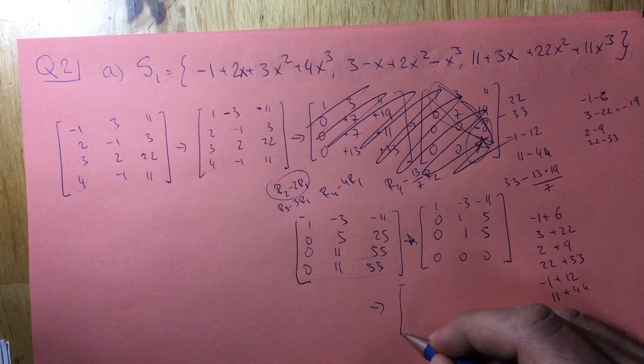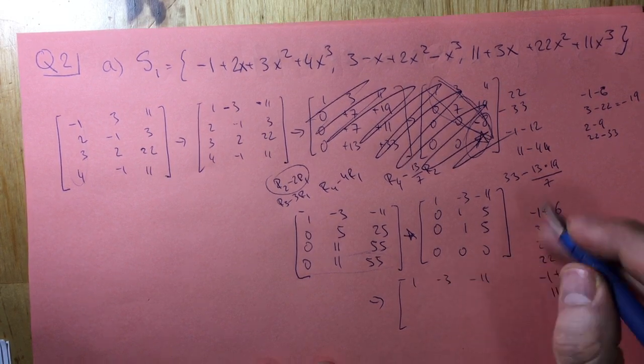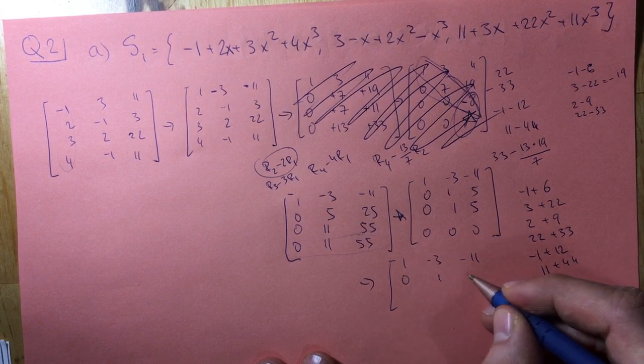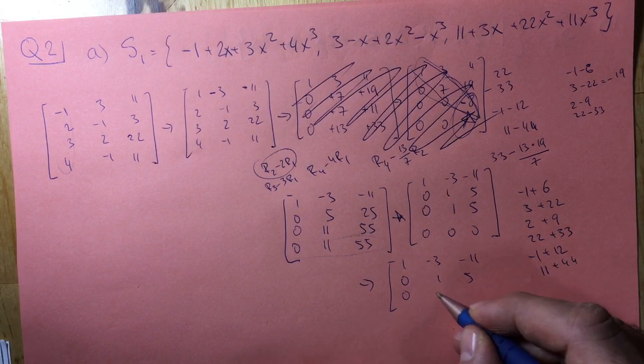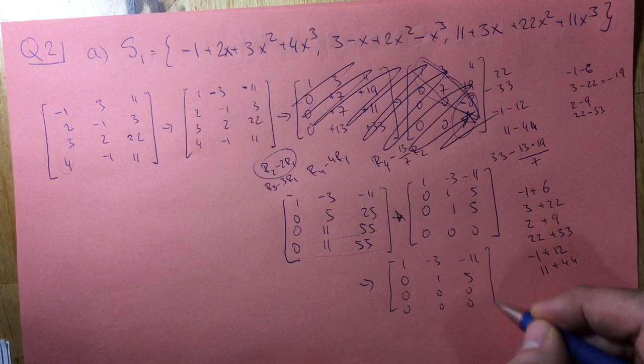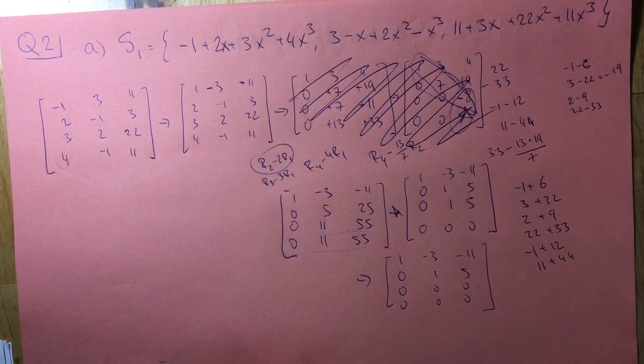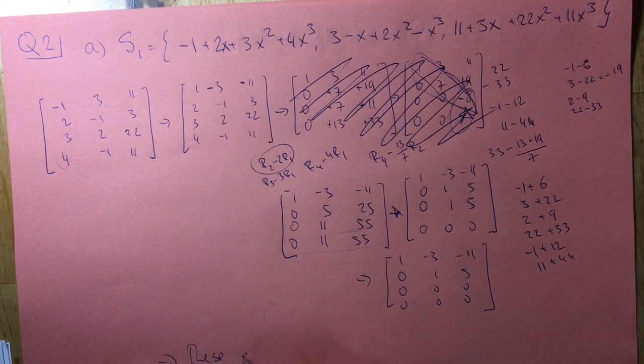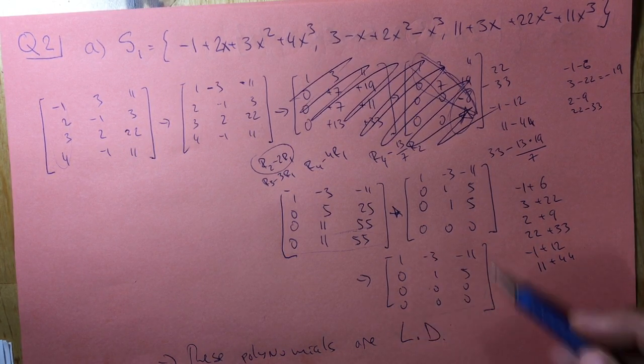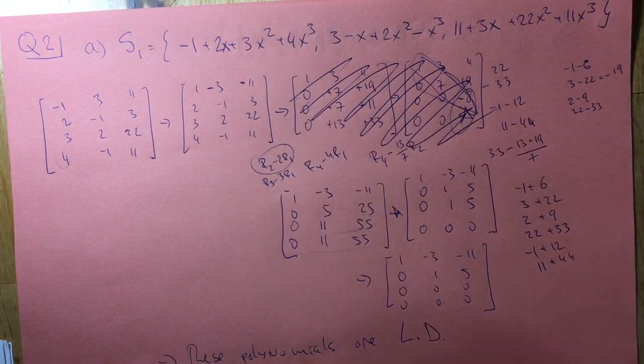Because these two rows are the same, I get 1, negative 3, negative 11, 0, 1, 5, 0, 0, 0, 0, 0, 0. And hence I don't have a pivot in each column, which means that these polynomials are linearly dependent. Linearly dependent, which means that, moreover, this matrix tells me what polynomials are independent.